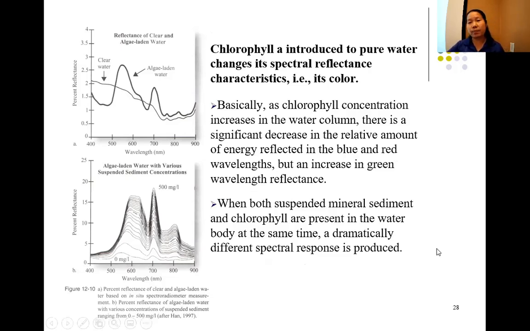Basically, as chlorophyll concentration increases in water, there is a significant decrease in the relative amount of energy reflected in the blue and red wavelengths, but an increase in green wavelength reflectance. And when both suspended sediment and chlorophyll are present in the water body at the same time, a dramatically different spectral response will be produced. A lot of the time in natural water bodies we have both. We're more likely to have both chlorophyll A and suspended minerals.